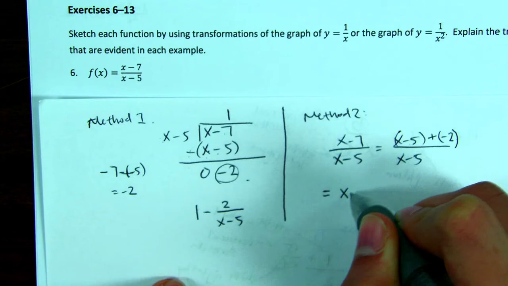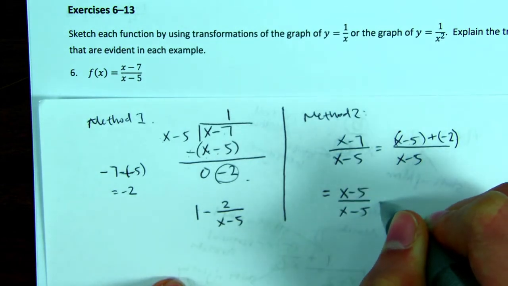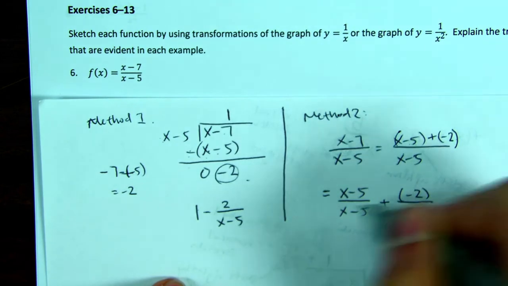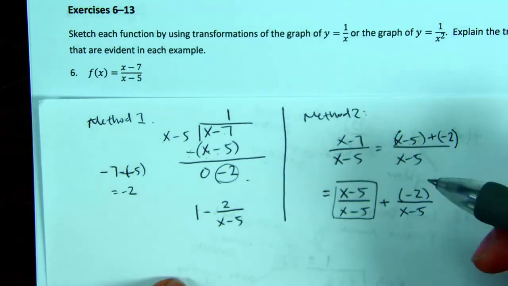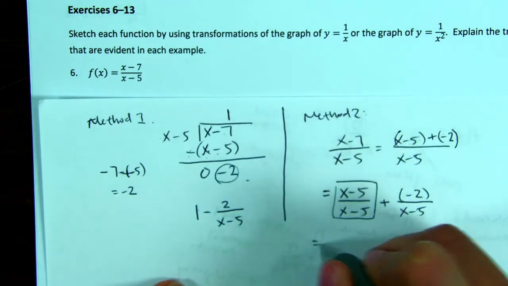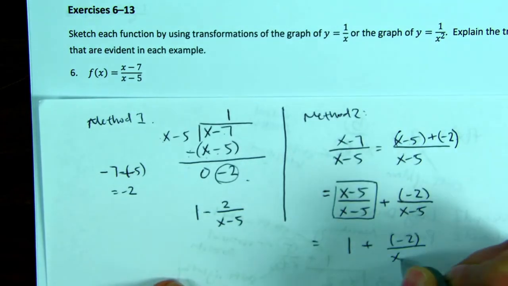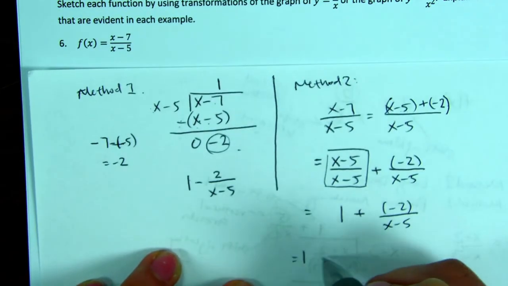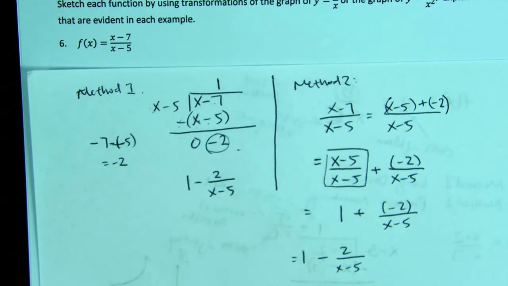So x minus 5 divided by x minus 5 plus negative 2 over x minus 5. Now this first fraction turns out to be 1 because I'm taking the same thing divided by the same thing. So I can write this as 1 plus negative 2 over x minus 5. And you know this to be the same as 1 minus 2 over x minus 5. Okay, so I'm done. Two different methods.